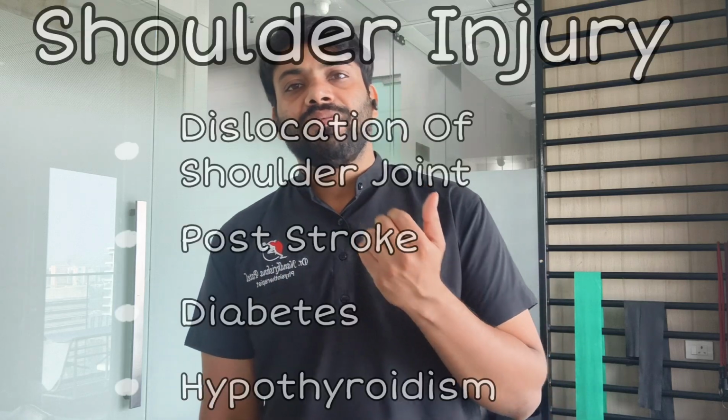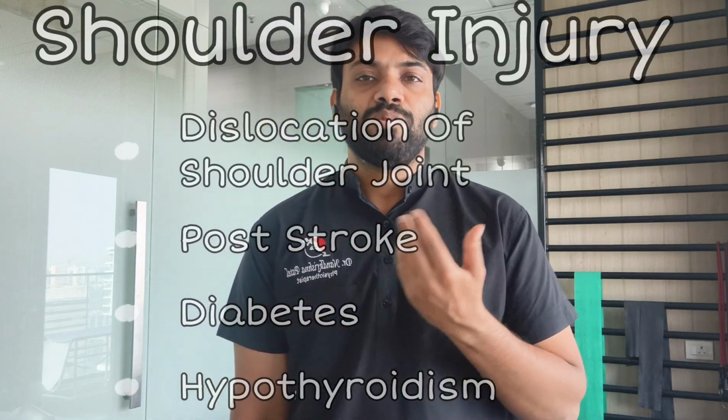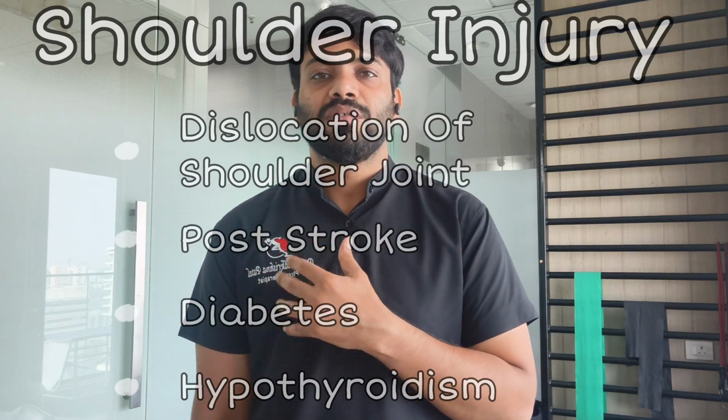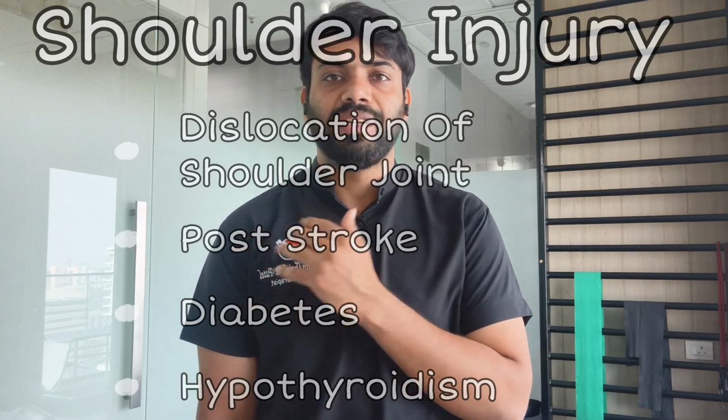Okay, now the causes of frozen shoulder are either primary or secondary. Primary causes, there is no such reason for primary cause, and the secondary causes are frequent dislocations of the shoulder joint, shoulder injury, fractures of the shoulder joint, and then post-stroke patients also have been shown to be more prone to frozen shoulder because they don't do the proper movements of the shoulder joint.